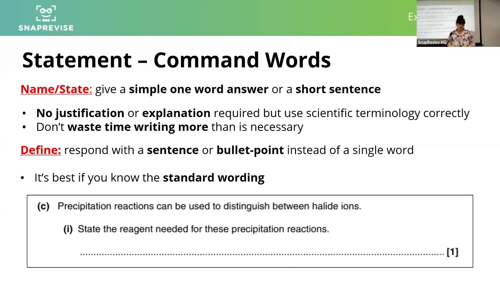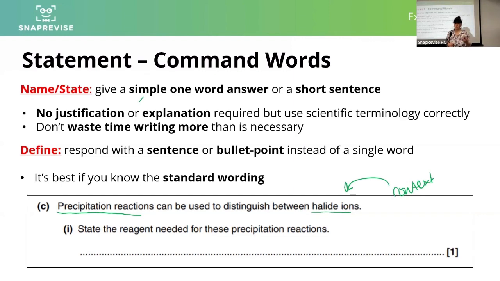So this is an example of a short answer question, or a statement question, sorry. Precipitation reactions can be used to distinguish between halide ions. State the reagent needed for these precipitation reactions. So how do we approach our questions? I'm approaching it, first of all, thinking, right, context. What area of my revision do I need to be thinking about right now? Precipitation reactions and halide ions. That's the context that my brain is looking for.